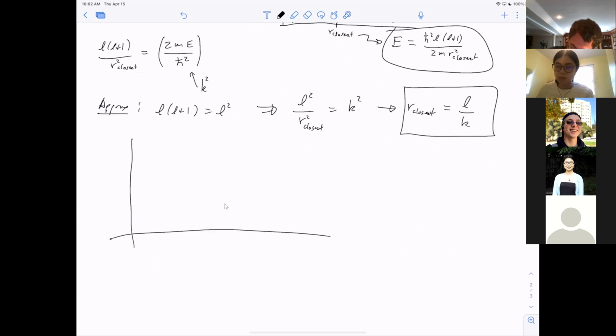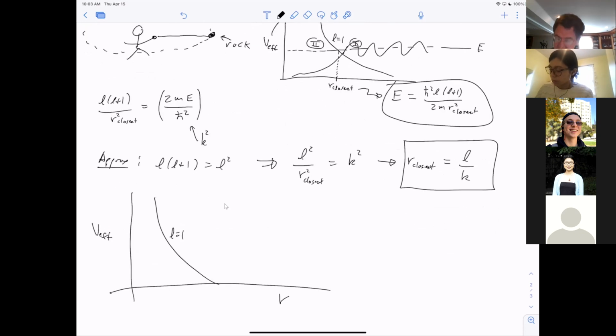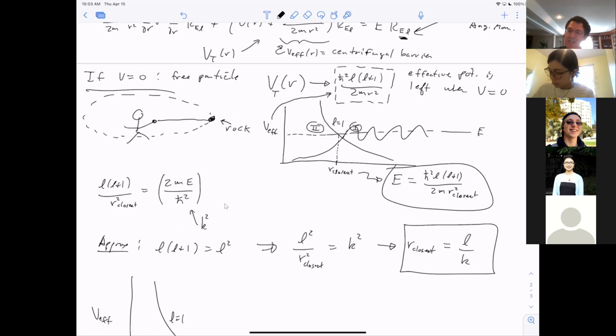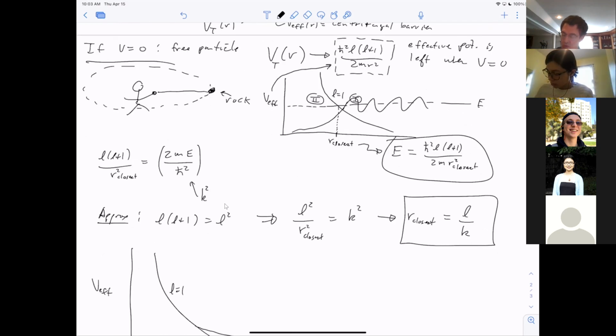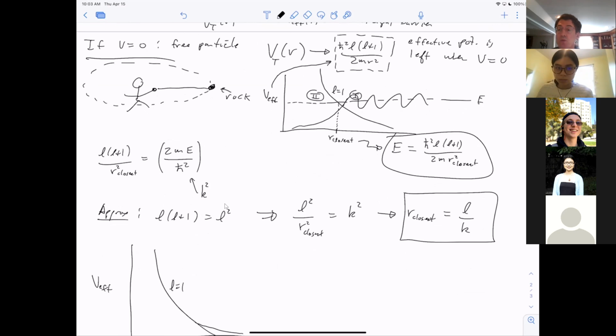Now if I plot this effective potential as a function of r, you see that I have the L equals 1 curve. First, I ask you, what is the centrifugal barrier for L equals 0? What does the potential look like when the rock has no angular momentum? What is this effective barrier? Just 0. Yeah. So the particle can go right to the origin. It can go all the way in because there's no spinning, it's not like that rock on a string.